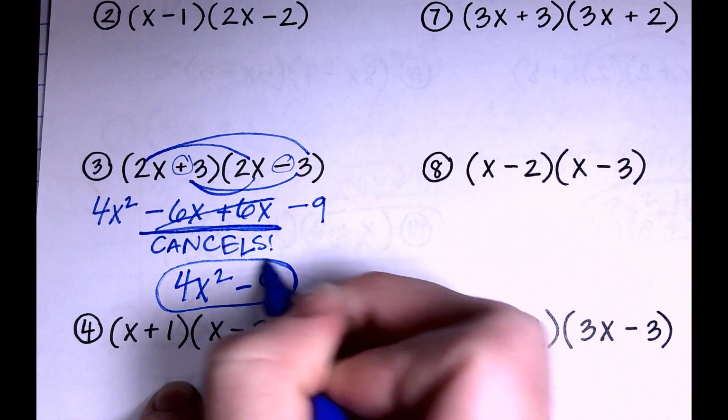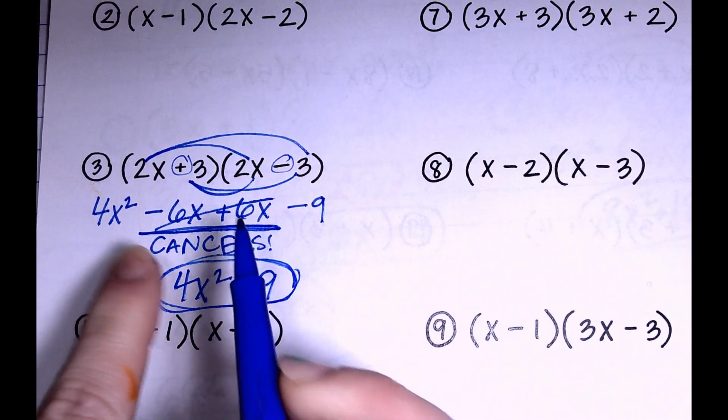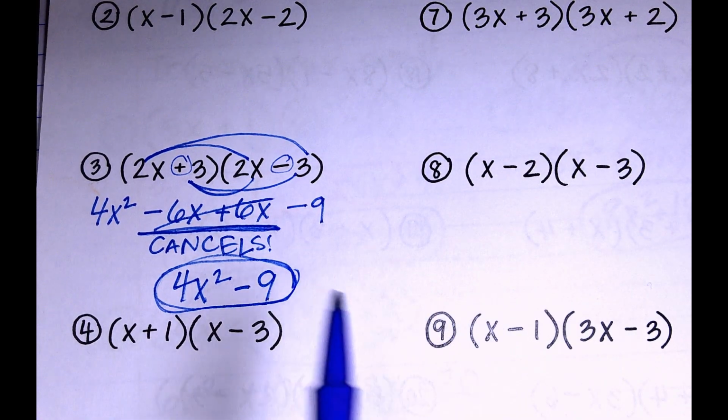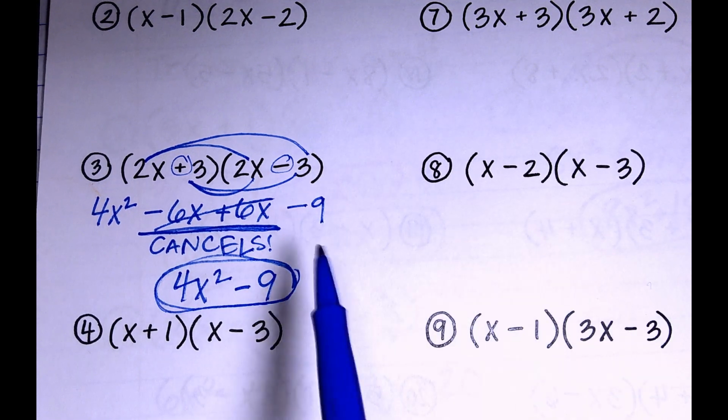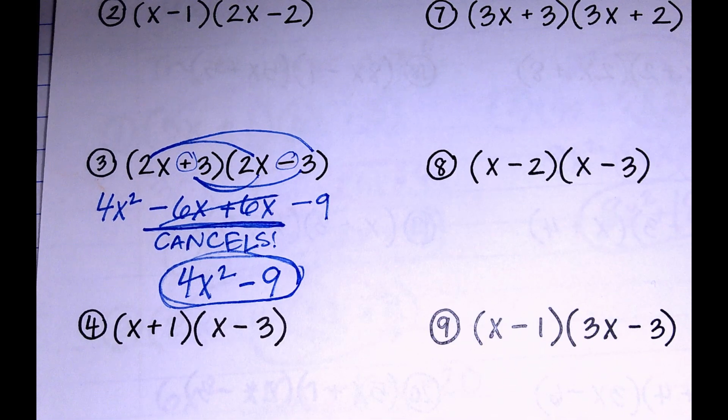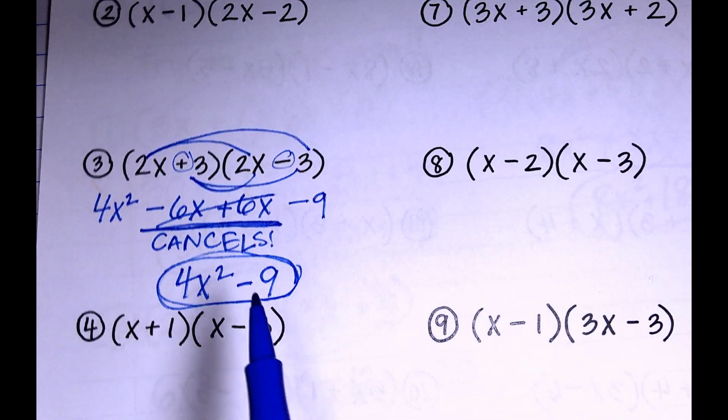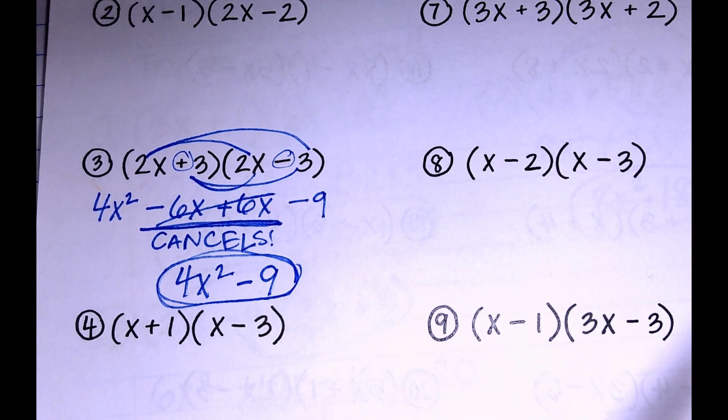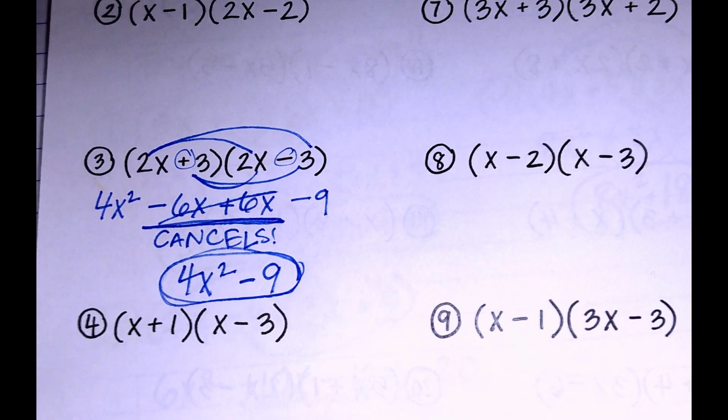So sometimes that will happen. If your middle terms have the same number with just a different sign, they will cancel out. This is a special case. So you may see this. Just wanted to show everybody what we would do in that scenario.